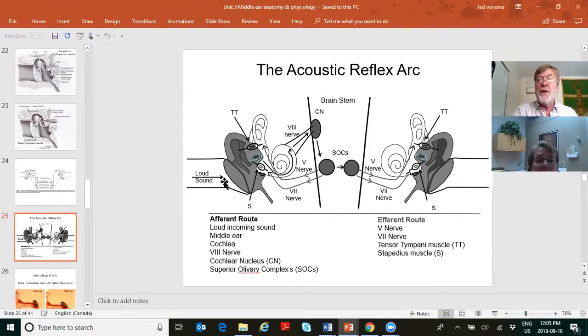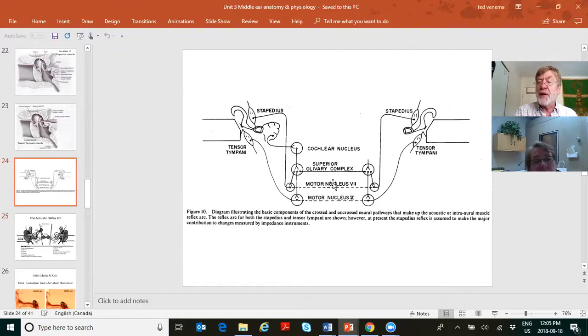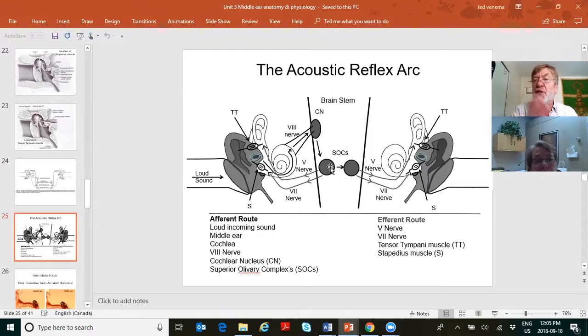A loud sound, outer middle ear. You have your tensor tympani muscle, your stapedius muscle, you have your inner ear or cochlea, eighth nerve going to the brain. That's afferent. Okay, this CN and SOC, that's the same kind of stuff as what they're drawing here. These are nuclei inside your brainstem. So a message goes to here, and then an acoustic reflex, seventh cranial nerve to the stapedius muscle, fifth cranial nerve to the tensor tympani muscle, and at the same time, you also have crossover, decussation to the other side.